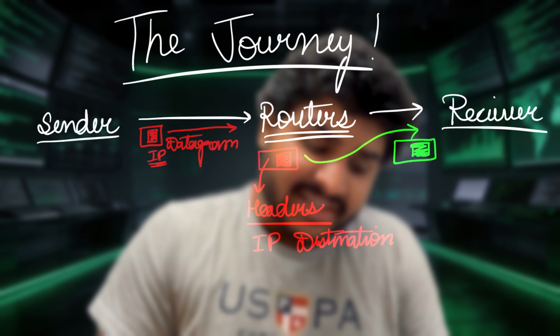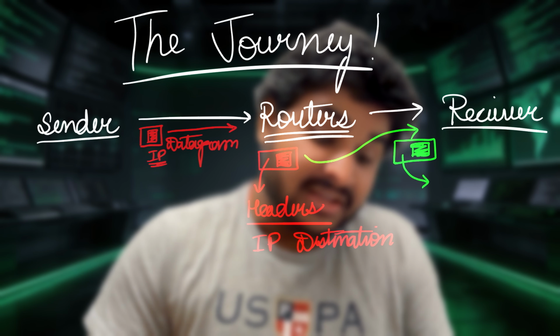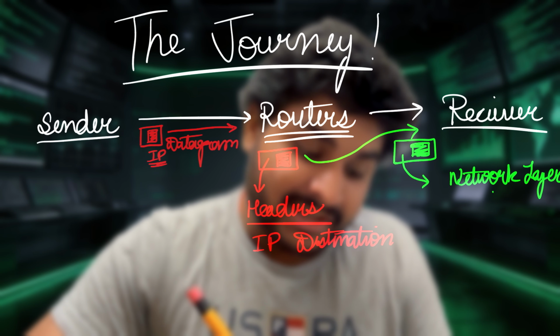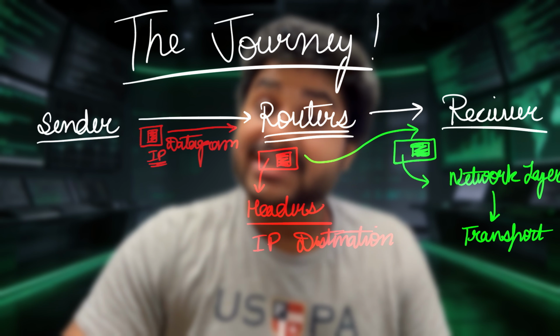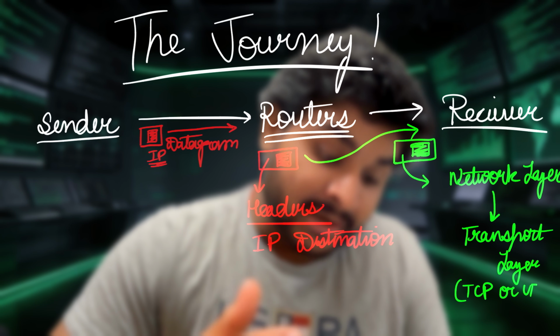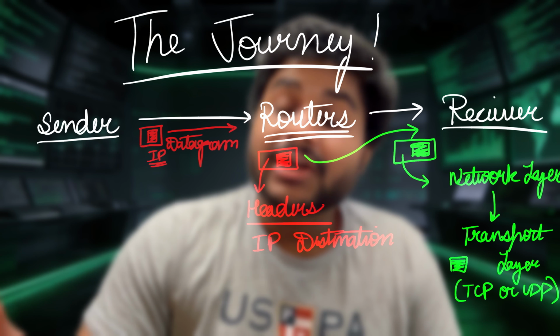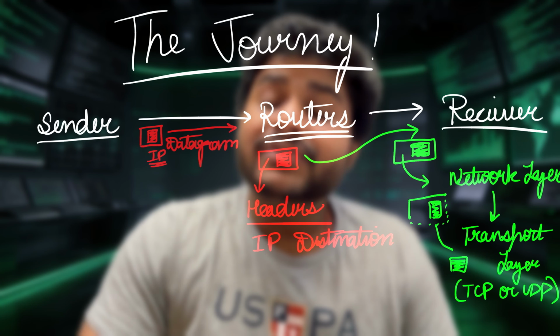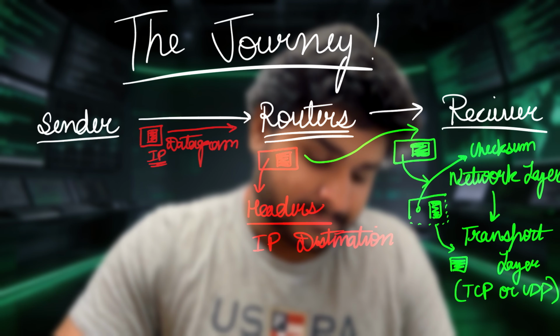Receiver. Finally, when the datagram reaches the receiving host, the network layer checks for errors, like using checksums, pulls out the payload and passes it to the correct transport layer protocol, whatever they are using, TCP or UDP.